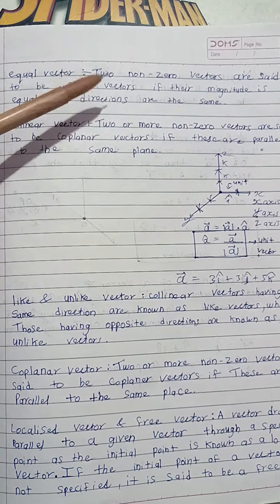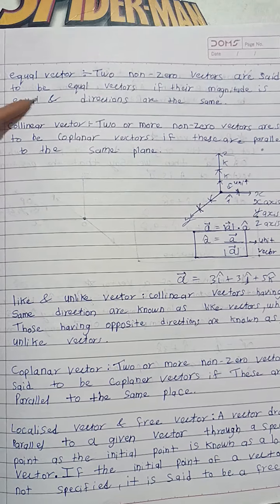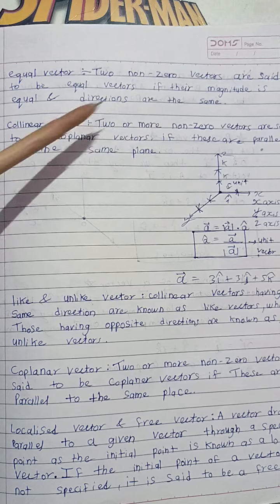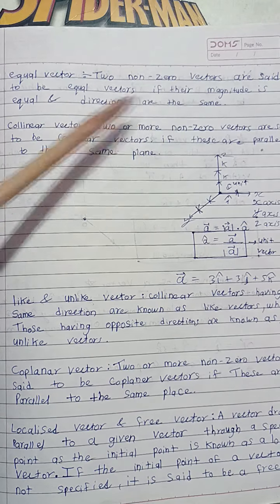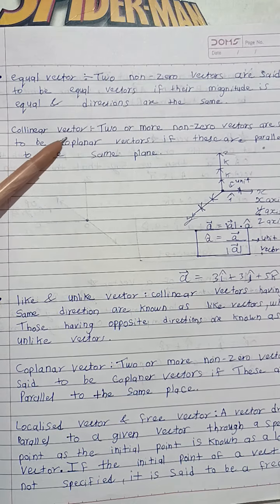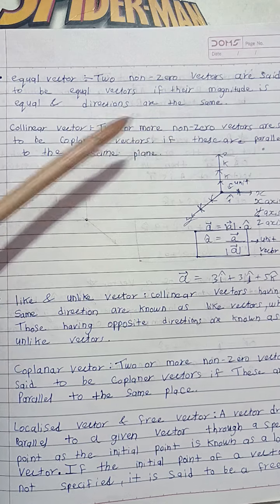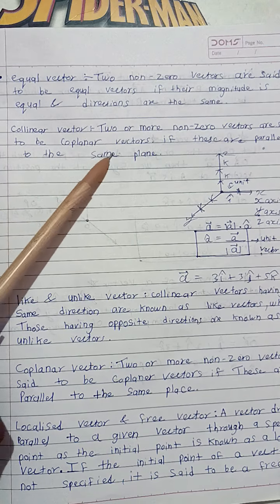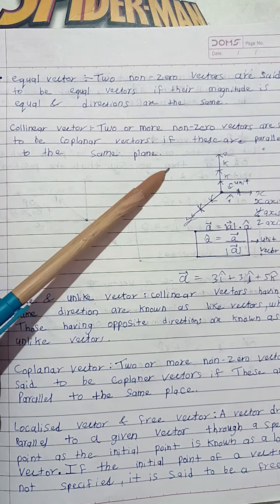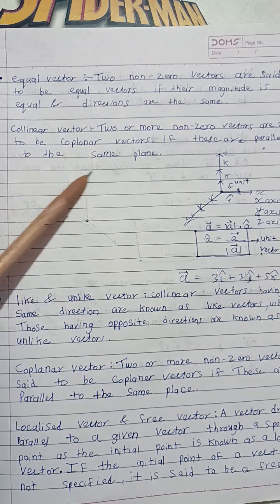Equal vectors: two non-zero vectors are said to be equal vectors if their magnitudes are equal and directions are the same. Collinear vectors: two or more non-zero vectors are said to be collinear vectors if these are parallel to the same line.